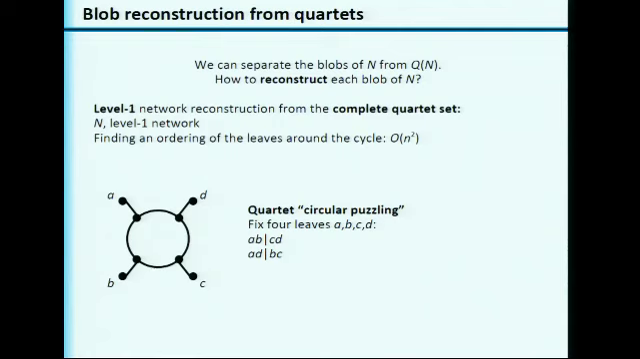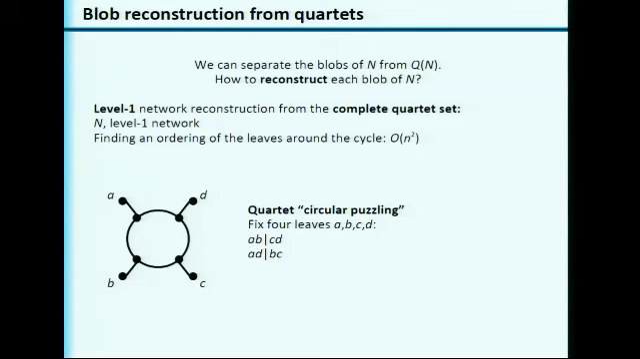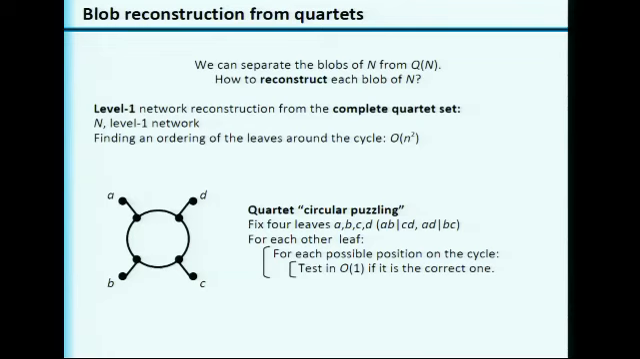And here we can use a kind of quartet puzzling, circular puzzling. The idea is to put the first four leaves. It doesn't matter which ones you choose, but if it fits into a level 1 network, then you will find the configuration along the cycle. Then you add the leaves, and for each leaf you add, you test all possible positions on this cycle, and these are the kinds of quartets you expect, and if you find them, then it's okay, you put it here.